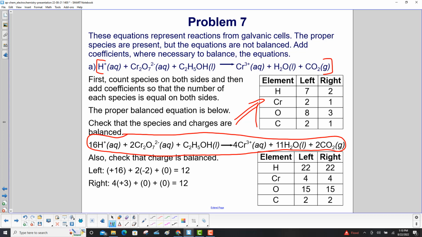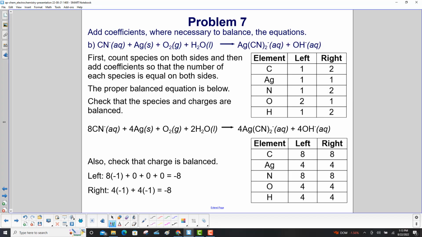Now let's see if the charges are balanced. So we're going to look at the left side, and we have plus 16 here for the hydrogen, 2 times minus 2, and then 0, and we get 12, so that's good. And look at the right side, 4 times 3 is 12. What do we have over here? That's 0. This is also 0, so 12 equals 12. And then you can count each element's charge and see if they balance, which they do.